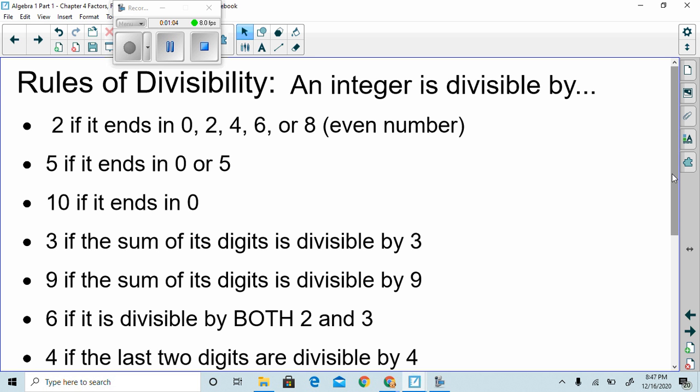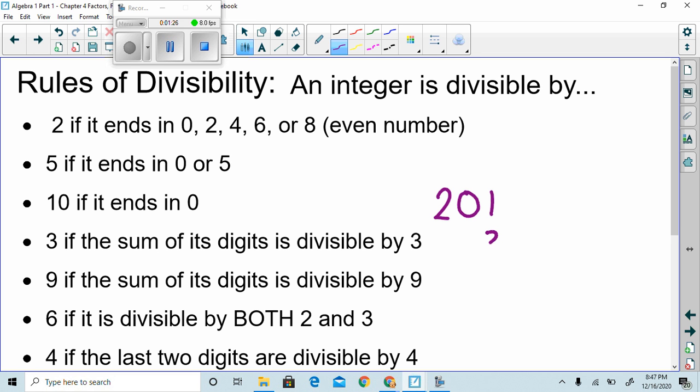And then yesterday we talked briefly about numbers that are divisible by 3. We find out if they are by finding the sum of the digits, which means we'll take the digits. For example, if I had, let's say, 201. Well, 201, the sum of those digits would be 2 plus 0 plus 1, which is equal to 3. And 3 is divisible by 3, so the entire number is.